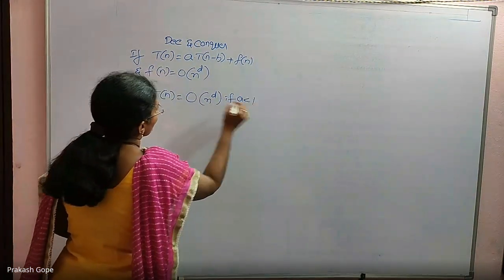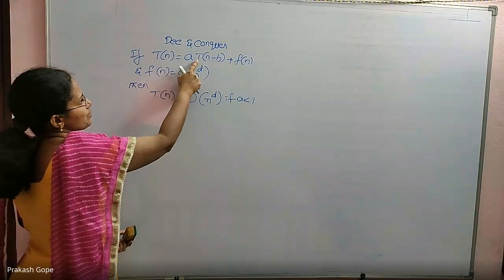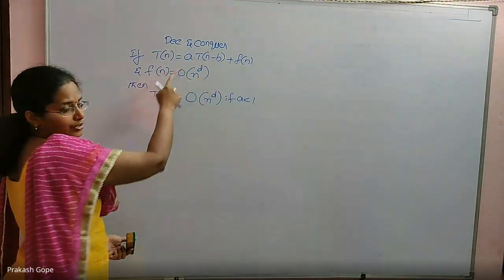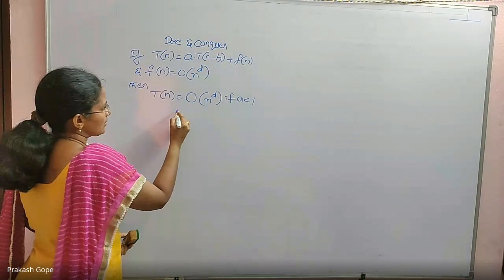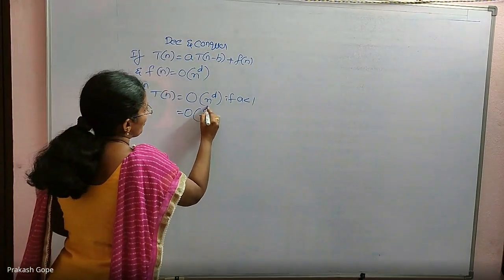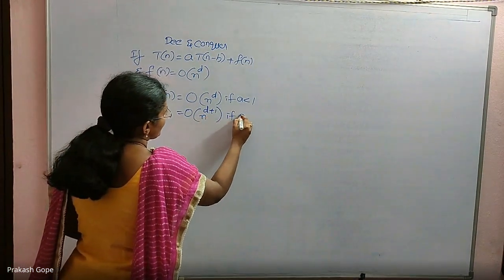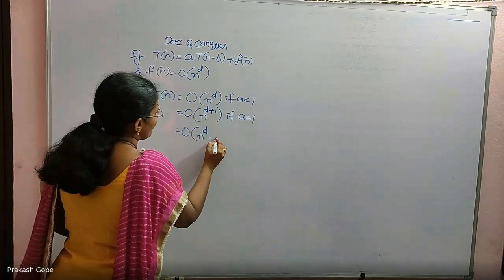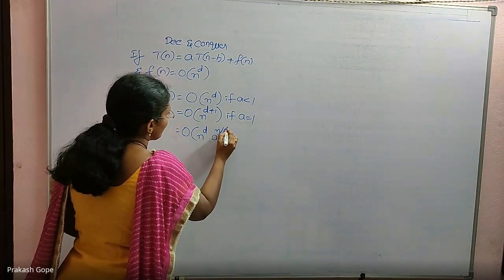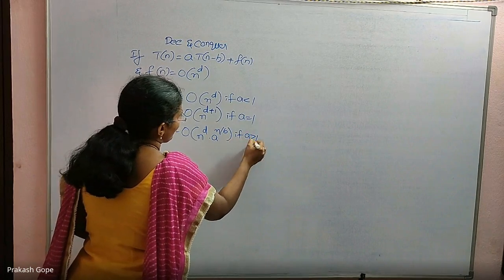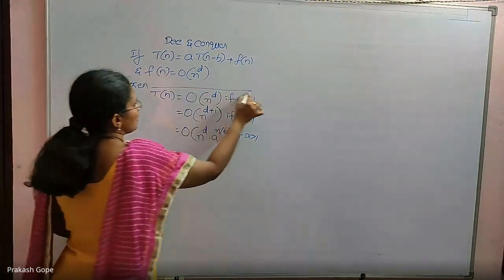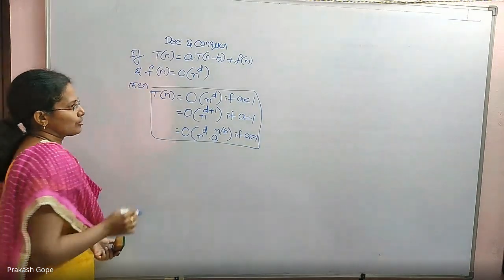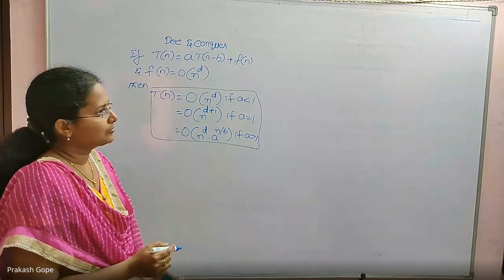Okay. So then the answer is T of n is equal to O of n power d if a is less than 1. a means this value which is present in front of T. Okay. If it is less than 1, this is the answer. It is n power d plus 1 if a is equal to 1, and it is equal to n power d into a power n by b if a is greater than 1. This is the decrease and conquer case. So the answer depends on the a value.